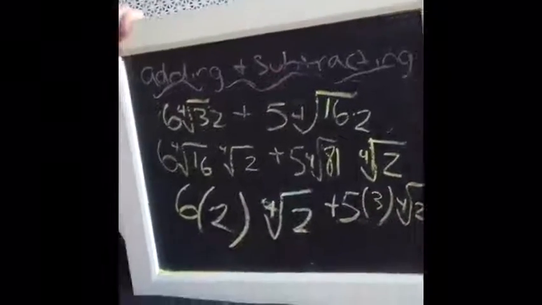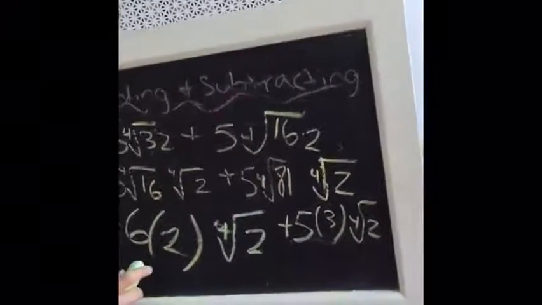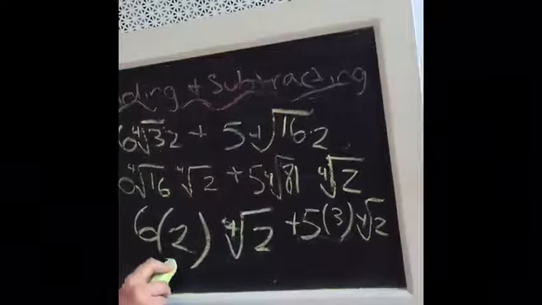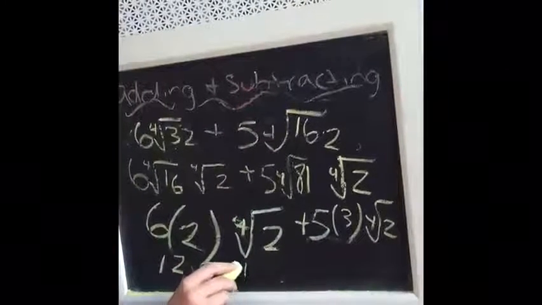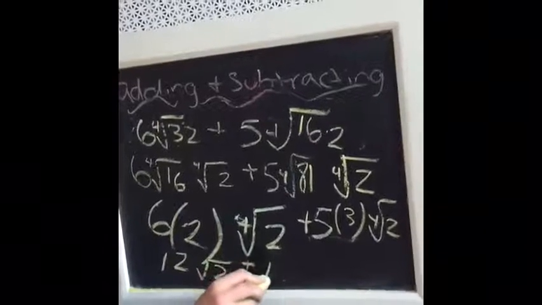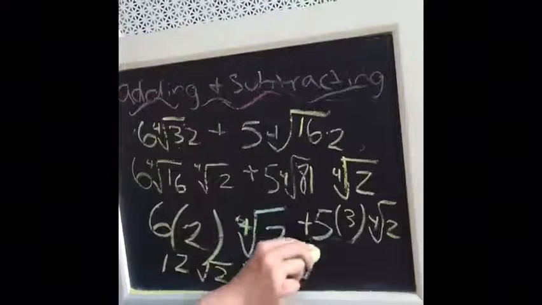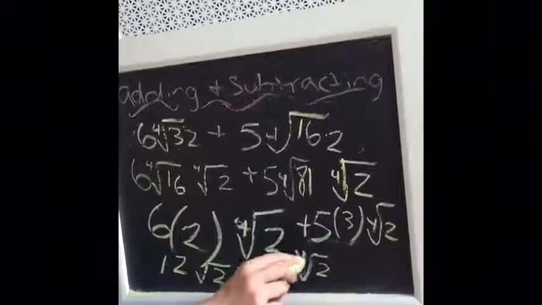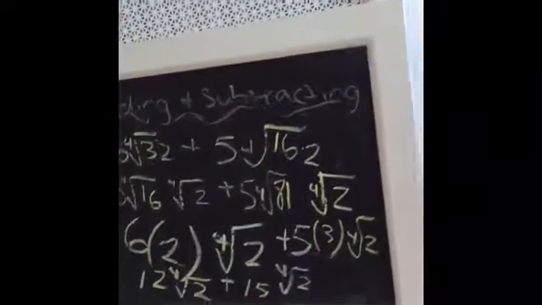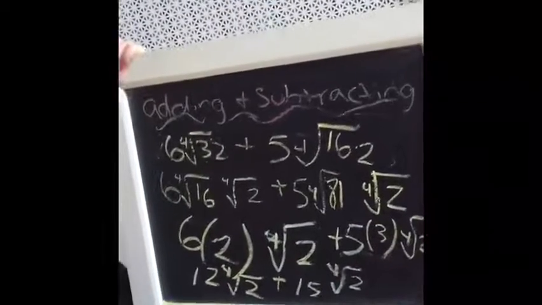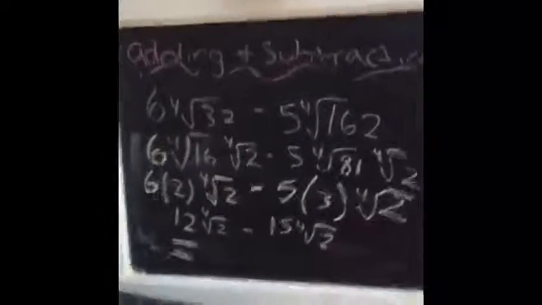So that ultimately gives you 12 rad 2 plus 15 rad 2, both with 4 in the index. And that will ultimately give you 27 rad 2 with 4 in the index. I just don't have any room. And the same exact thing goes for subtraction.